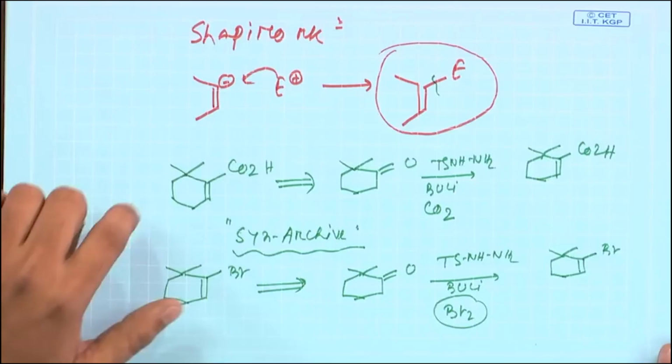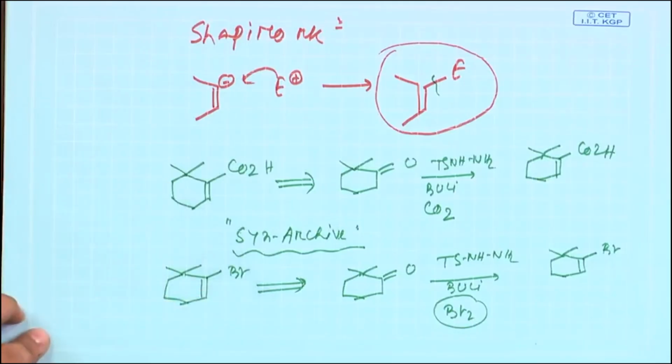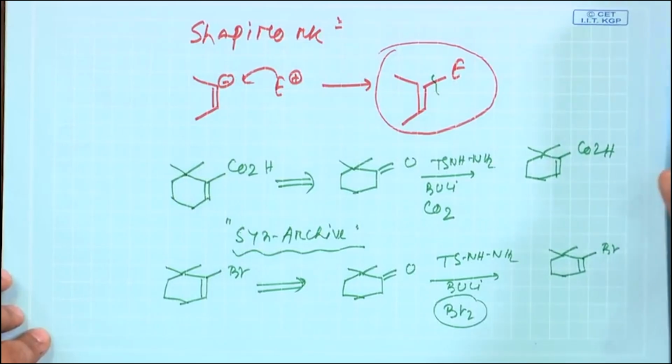So, normally the Shapiro reaction is a very good disconnection for this kind of compounds, and you will find the Shapiro reaction is one of the potentially important reactions. Based on the Shapiro reaction, many problems have been framed in the GATE exam as well as the NET exam. So, the Shapiro reaction is a potentially very useful reaction.